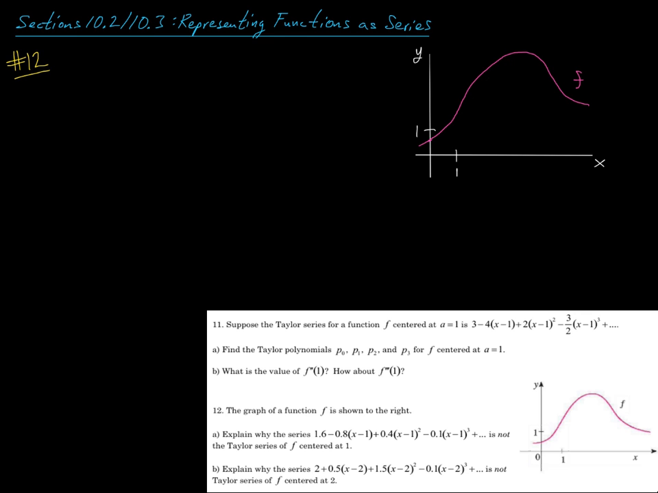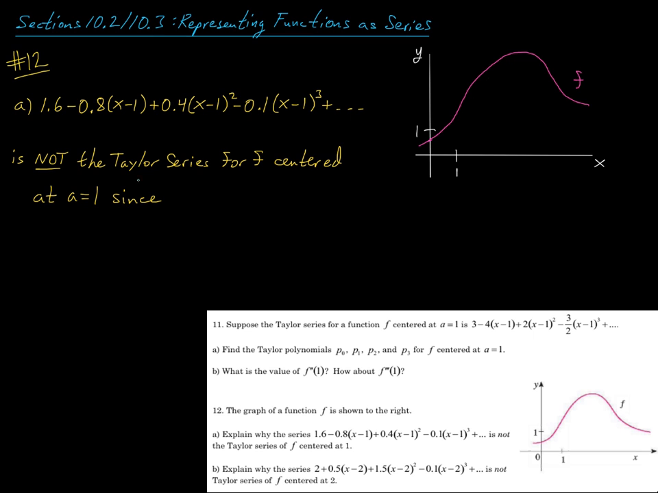So for 12, it says, the graph of a function f is shown to the right. I've included it up here as well. Part A, it says, explain why the series 1.6 minus 0.8 times x minus 1 plus 0.4 times x minus 1 squared minus 0.1 times x minus 1 cubed, and so on, is not the Taylor series of f centered at a equals 1. So we're going to use pretty much the same idea that we did in question 11 part B.